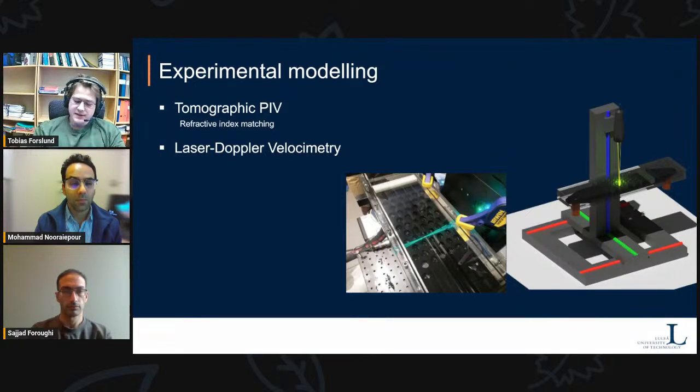So you can say that these two methods sort of complement each other, in the sense that the tomographic PIV gives us a lot of averaging over a large spatial extent, and the laser Doppler velocimetry gives us a lot of temporal information in a single point, but no spatial distribution.